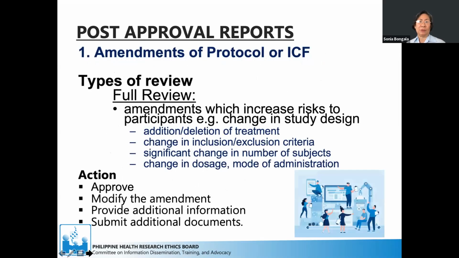In the full review, amendments which will increase the risk to the participants, like for example, change in study design, you added another treatment, or you removed one type of treatment, you change the inclusion and exclusion criteria, basically changing the kind of participants you're now going to enroll. And like, for example, significant change in number of subjects, like you think now 20 is inadequate, you want to increase it to 50, that's a significant change of number.